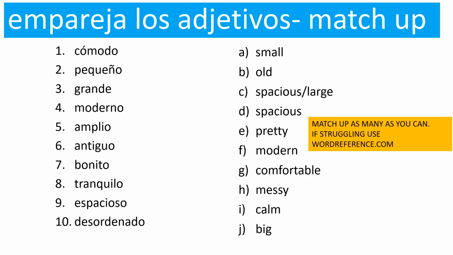So for example, moderno, modern. That looks very similar. You can see this pattern. If you are struggling, I'd like you to use wordreference.com so you can work out any that you don't know. And like I've said again, at the end of the lesson, you can open up that answers PowerPoint and you can mark your work in a different coloured pen.